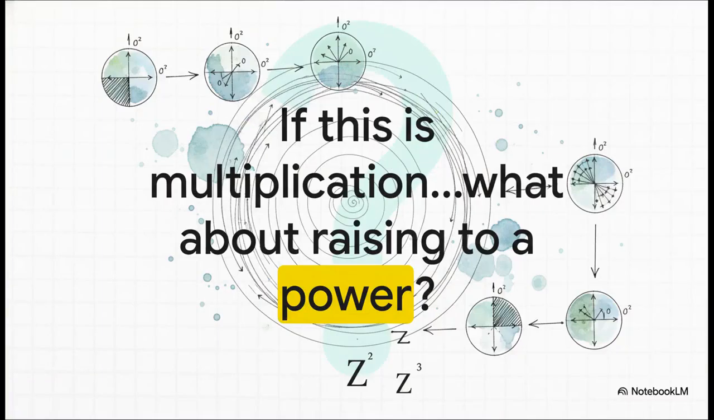So, we've cracked the code for multiplication and division, but that kind of opens up a new door, right? I mean, if raising something to a power is just repeated multiplication, what happens when you raise a complex number to, say, the 10th power? Well, that is where this method becomes an absolute superpower. It's a concept called de Moivre's theorem, but that's a story for another time.